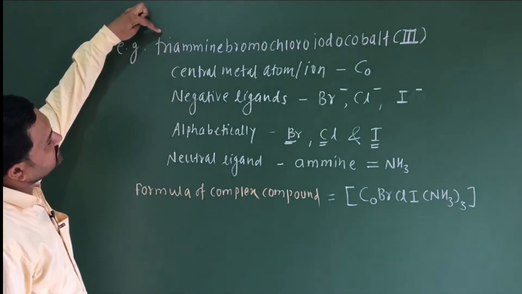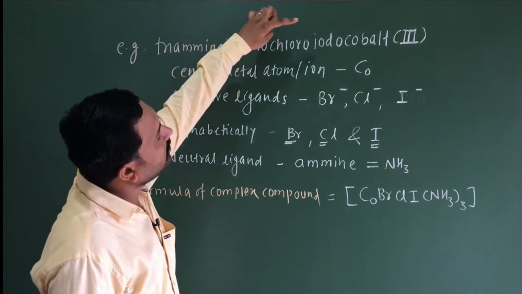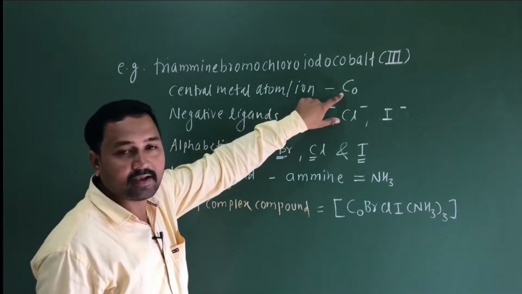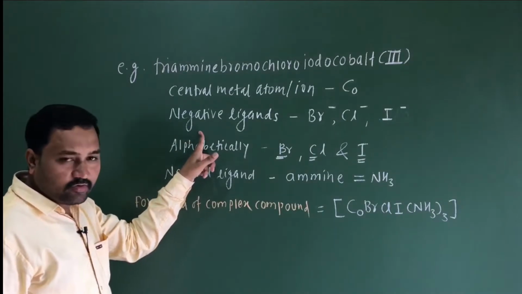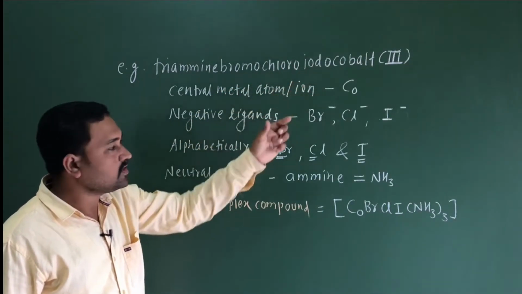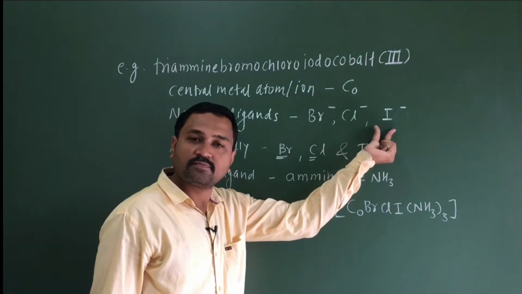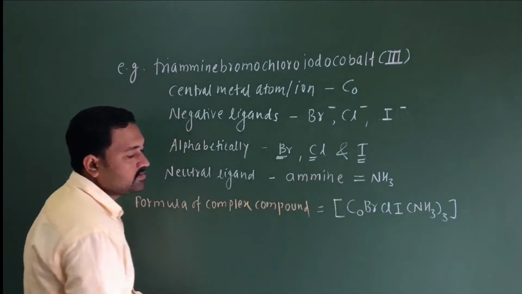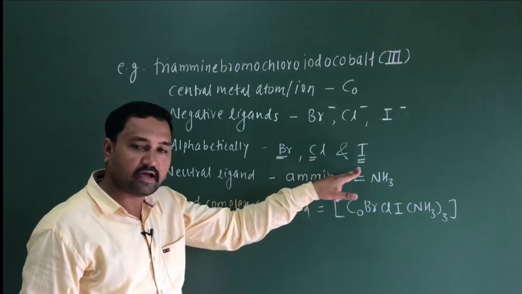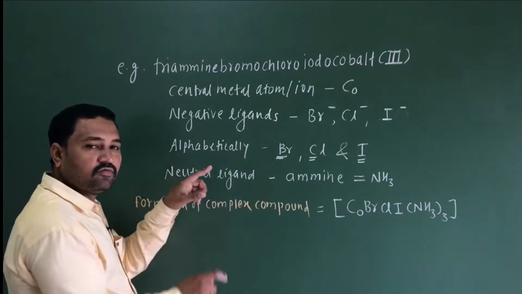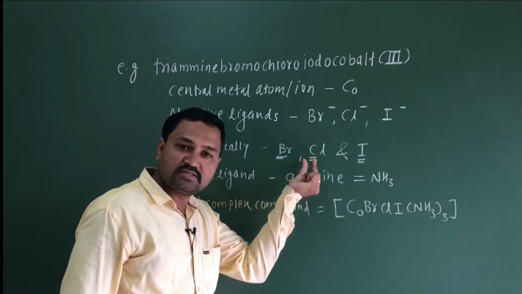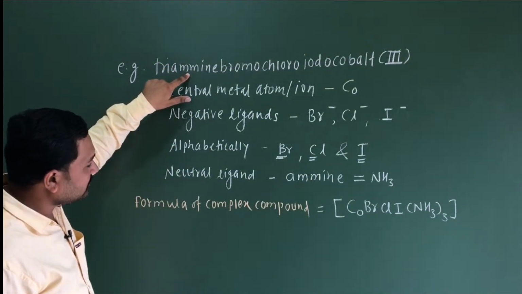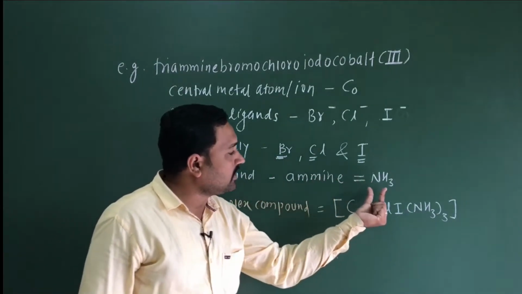I have taken the IUPAC name as triamine bromo chloro iodo cobalt(III). Here you can observe that the central metal atom or ion is cobalt and its symbol is Co. Then the negative ligands are the bromo, chloro and iodo, that is in the form of a bromide ion, chloride ion and iodide ion. If we consider simply their atomic symbols, bromine is represented by Br, chlorine by Cl and iodine by I. So alphabetically B comes first, then C, then I. And there is only one neutral ligand, that is amine, and its formula is NH3.